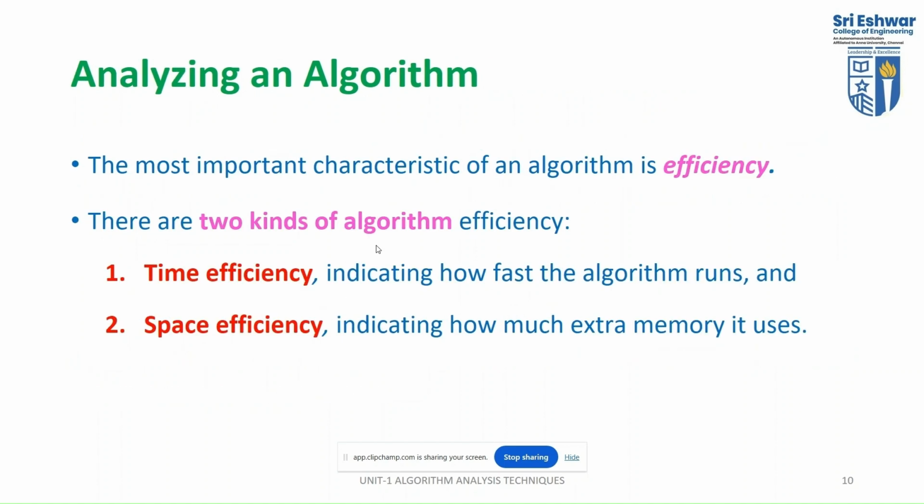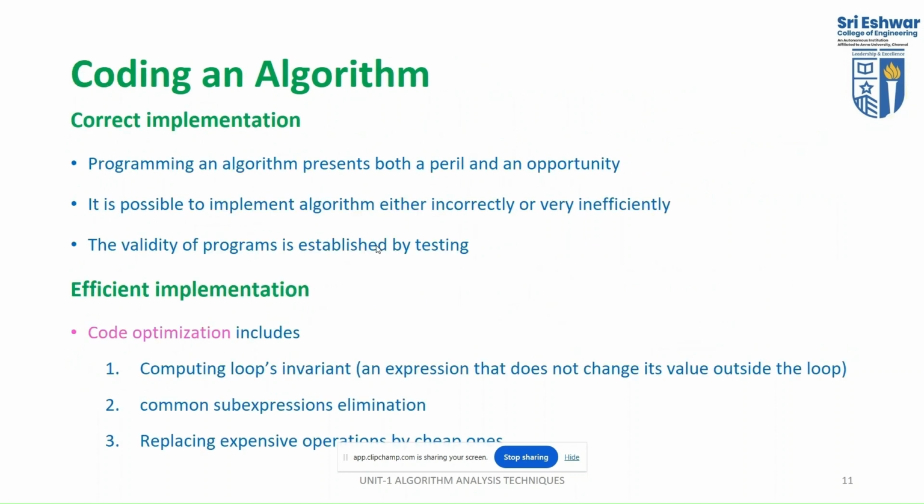Next step we have analyzing an algorithm. Algorithm analysis is the process of evaluating the efficiency of an algorithm either in terms of time or space complexity. So time complexity indicates how fast the algorithm runs, and space complexity indicates how much extra memory is being utilized by that particular algorithm. And last step is coding an algorithm.